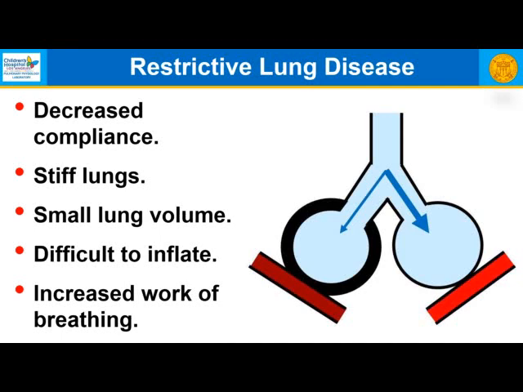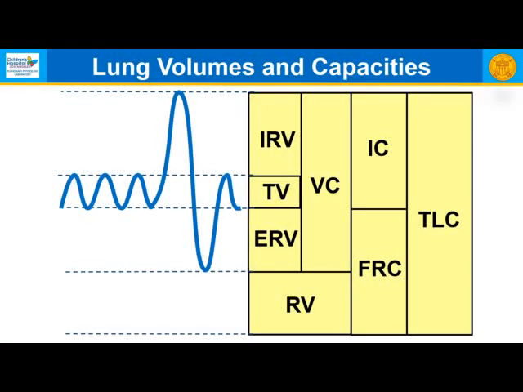So restrictive lung disease is defined as decreased compliance or stiff lungs and small lung volumes. They're difficult to inflate, as shown here, and there's increased work of breathing. So these are the lung volumes.